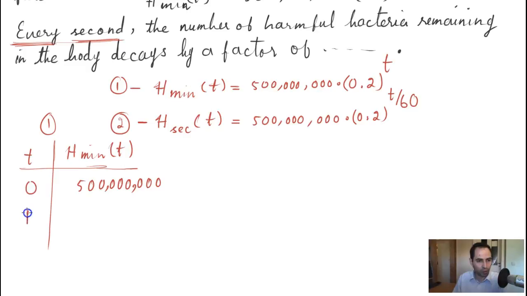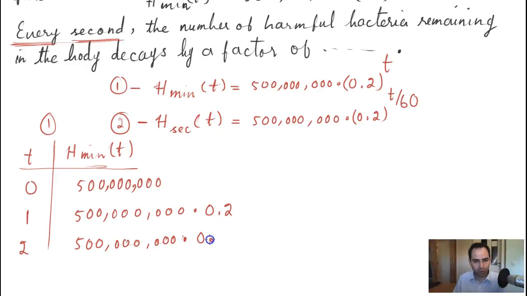When my output becomes 1, it is the same 500 million times 1 factor of 0.2. When it is 2, it is the same 500 million times 0.2 times another 0.2. So you can see that with every time I'm incrementing t here, I know that the output of the function is being multiplied by a factor of 0.2.